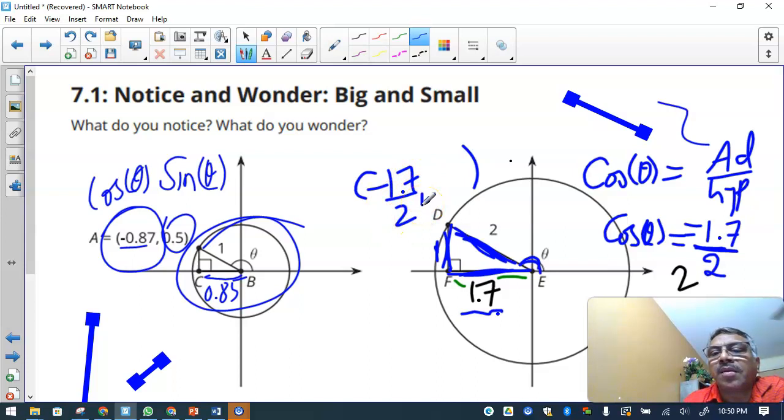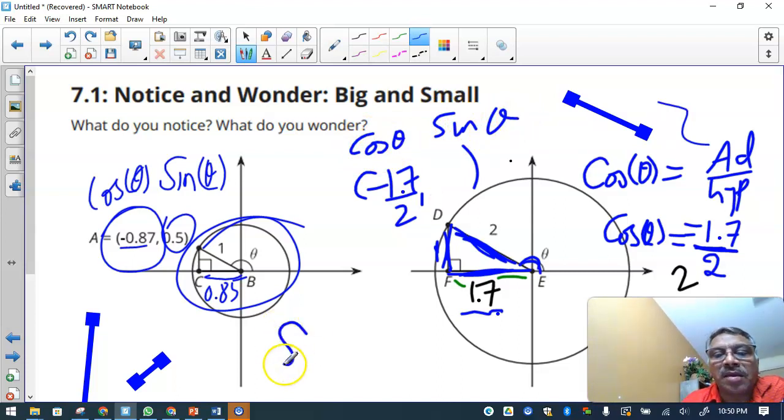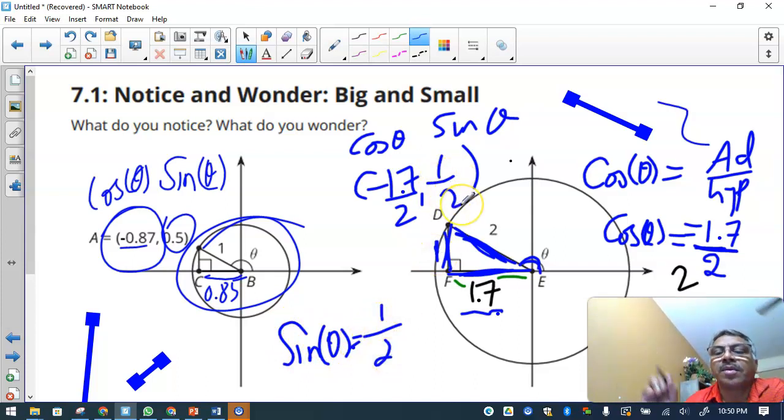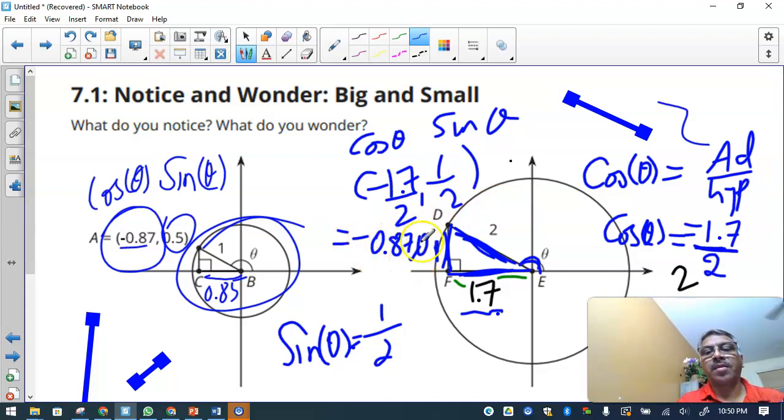And the other one is, this is cosine of theta, and then sine of theta is opposite over hypotenuse, that is 1 over 2. So this is 1 over 2. So hope that takes care. But eventually you will see this answer is going to be minus 0.87 and 0.5.